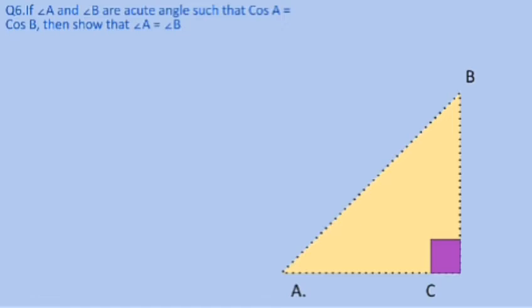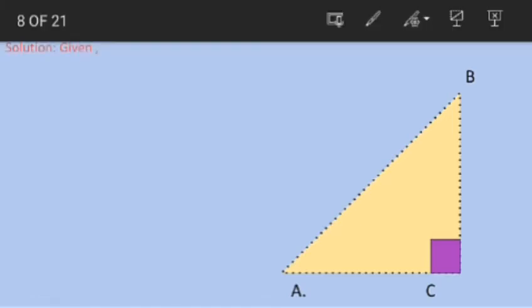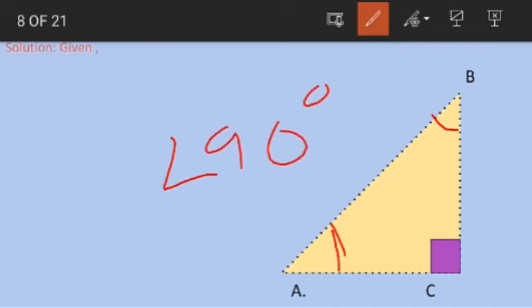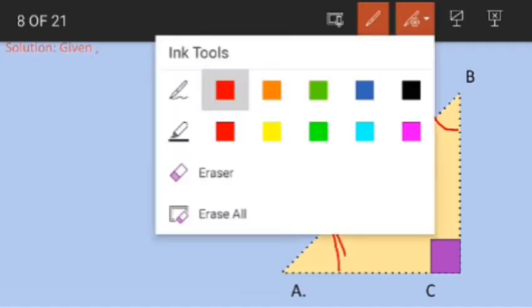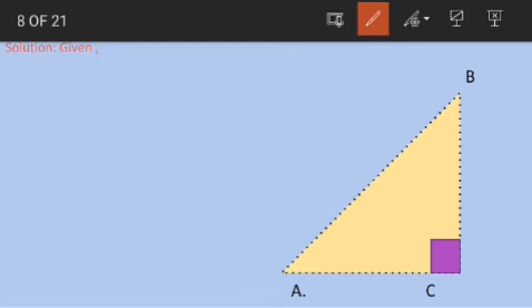Here class, we are given that angle A and angle B are acute angles. Class remember, here angle A and angle B both are acute angles. Acute angles are those angles which are less than 90 degrees. Now class, since both are acute angles, they both cannot be 90 degrees. So in triangle ABC, the remaining angle C is going to be 90 degrees.